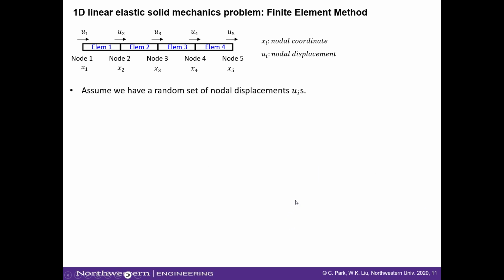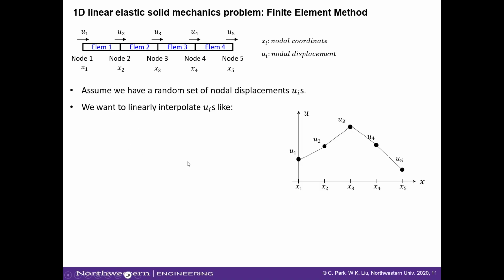All right, let's go step by step. So assume that we have a random set of nodal displacements u_i, like this. Finally, what we want to do is interpolate those nodal values through linear functions. So this is going to be our approximate solution field. Of course, we want to optimize u1 through u5 through the principle of minimum potential energy.